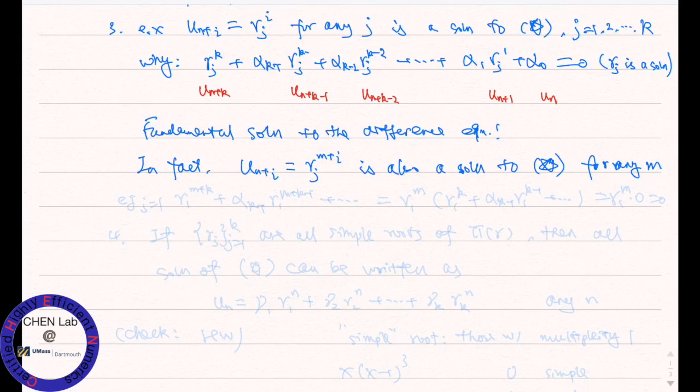So what do we have? For example, if j is 1, we have r_1 to the m plus k plus alpha_{k-1} r_1 to the m plus k minus 1, and so on and so forth, which we just factor out r_1 to the m. We have r_1 to the k plus alpha_{k-1} r_1 to the k minus 1, and so on, which is r_1 to the m times 0, which is 0.